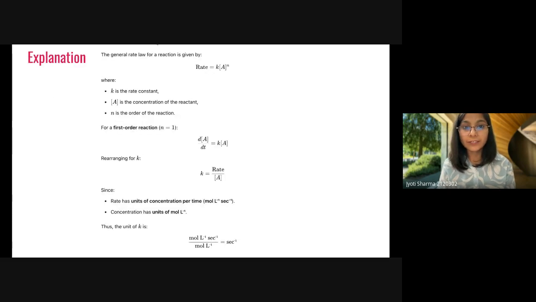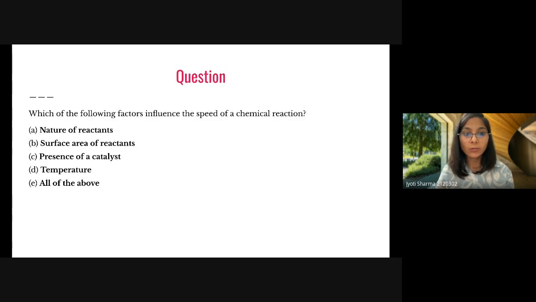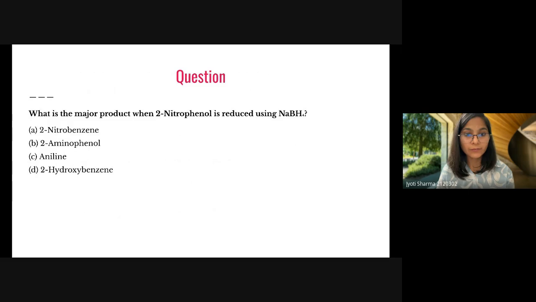We already have calculated this, right? This is how we calculated. Rate is equal to K times concentration, and we know the rate has the unit of concentration per time, and concentration has the unit of mole per liter, and this is how the unit of K will be per second only, right? These were all the questions, I think, that we had in the assignment. This question is not that important because you people can give me the answer for this.